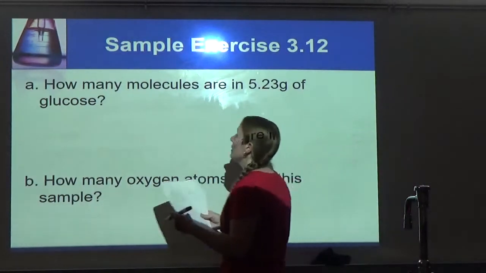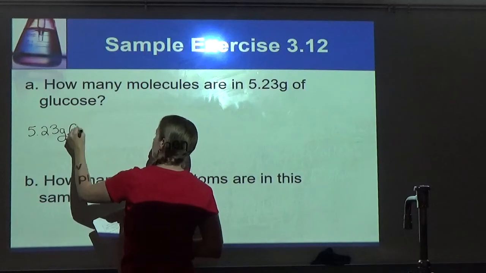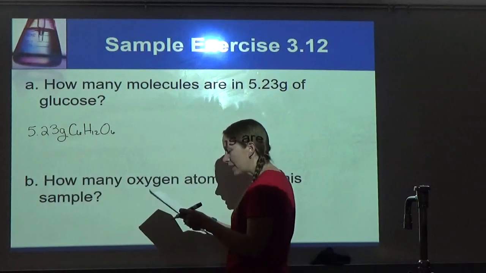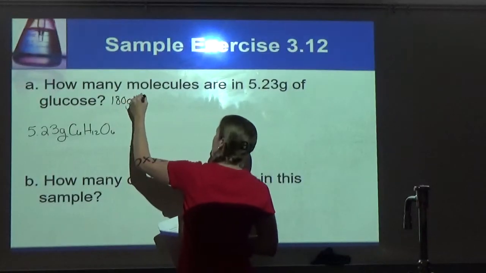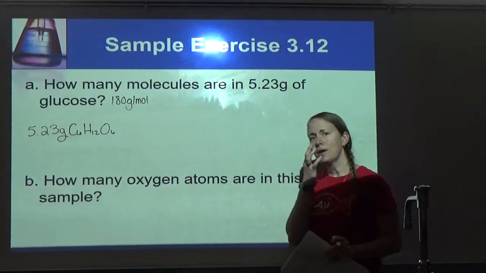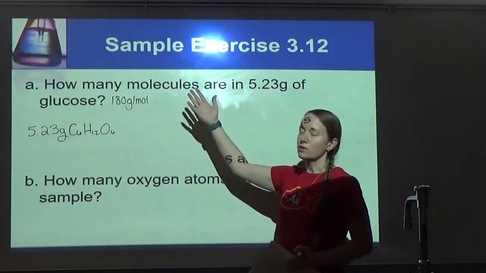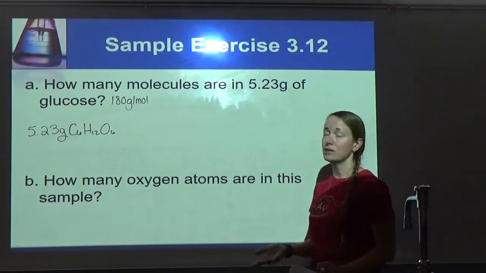So I'm starting with 5.23 grams of glucose. Remember, I told you glucose is C6H12O6. It has a molar mass of 180 grams per mole. But here's the thing. I know there's 180 grams in a mole. I'm trying to get to molecules. I also know there's 6.02 times 10 to the 23 molecules in 1 mole.